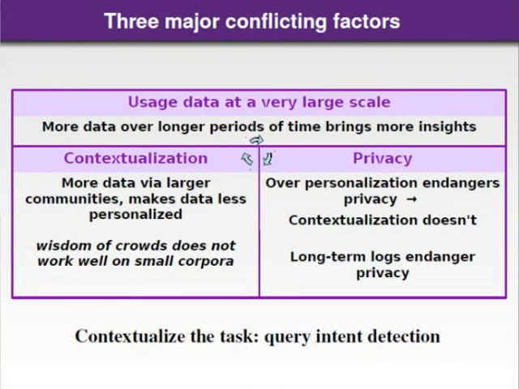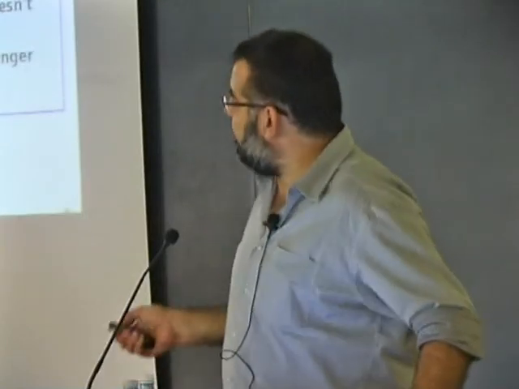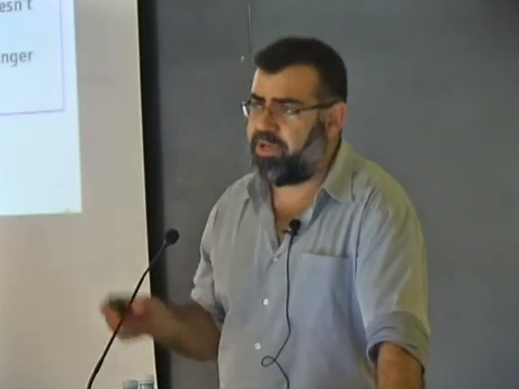So what do we need? We need usage data at a very large scale. More data. We want to do contextualization. Not who you are, but what you are trying to do. Helping you finish your task, making you happy. We know that wisdom of crowds doesn't work with small data. But more data brings privacy issues. So personalization endangers privacy, but contextualization doesn't. And that's the hypothesis we're using. Contextualizing hides you in the group. And then you have to comply with other legal regulations here. But these are the 3 driving factors in the research.